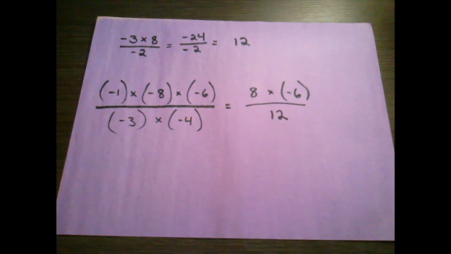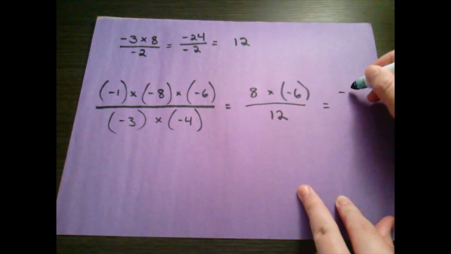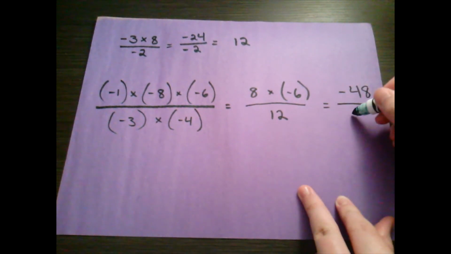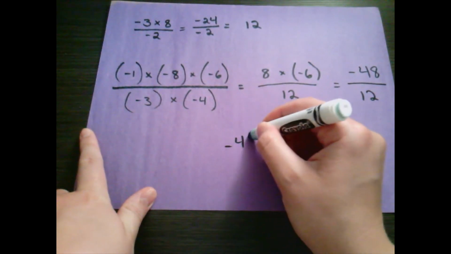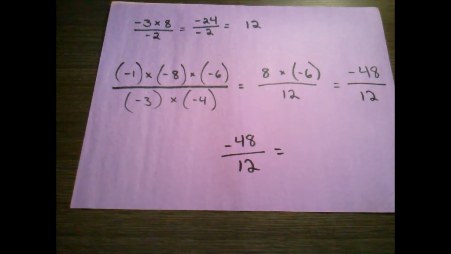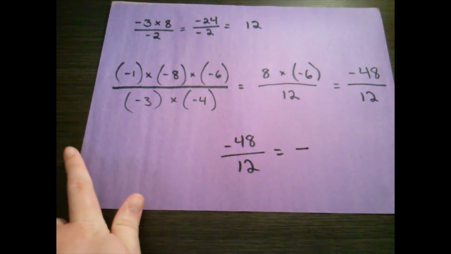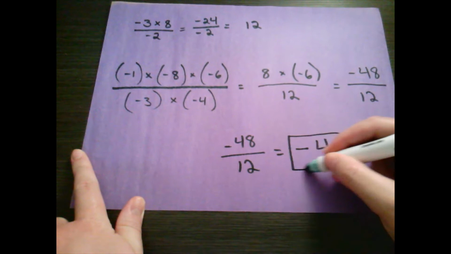And 8 times negative 6, well, 8 times 6, we know that's 48. But since we have a negative number, we're going to have a negative 48 over a positive 12. Let's bring that on down. So negative 48 over a positive 12. We know that's going to be a negative number because we only have one negative number in our problem. So we're going to have a negative. And 48 divided by 12, we know that is 4. So our answer is negative 4.